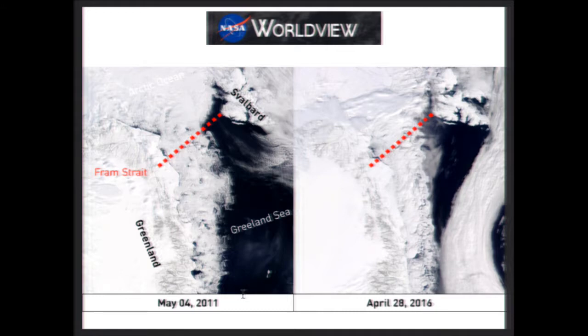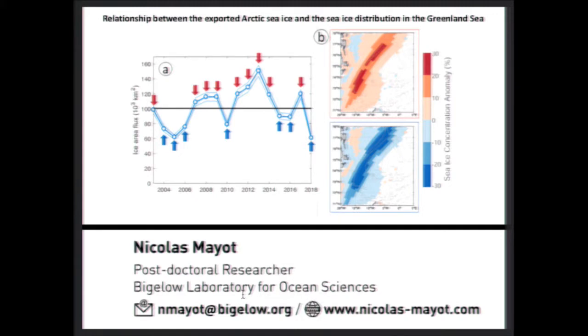And so I try to use observations of interannual variability to get some ideas about what could happen. First, I look at how the internal variability in sea ice export is changing. So here you have the ice export during the month of April over 16 years. And you have years with higher sea ice export and years with lower sea ice export.